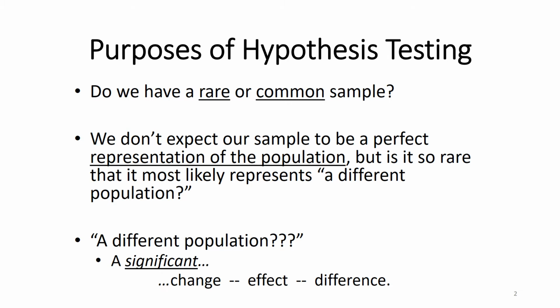We don't expect it to be a perfect representation of the population, but sometimes we find a sample that is so rare that we think maybe it's more likely to have come from a different population. Now, what do I mean by a different population? Well, if the particular sample we have is so rare that it does not appear to have come from the population we hypothesized it to come from, then we say maybe we have seen a significant change, a significant effect, or a significant difference in whatever phenomenon we're studying.